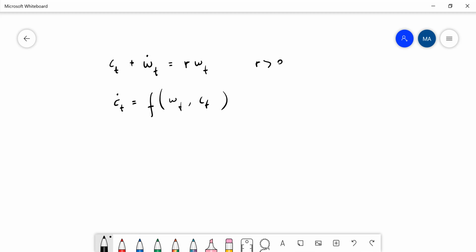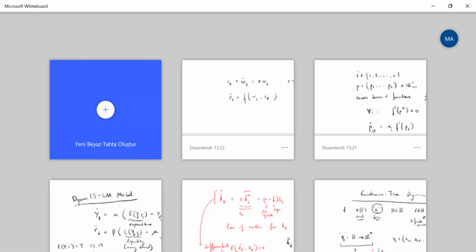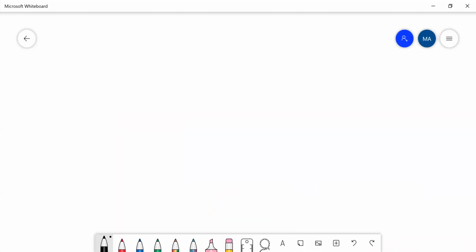In all of these models, we would be, of course, interested in the initial values.